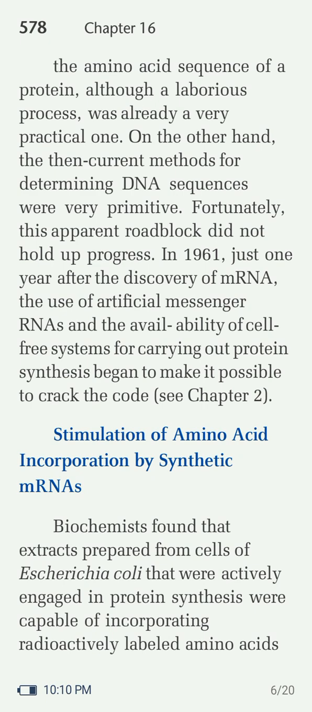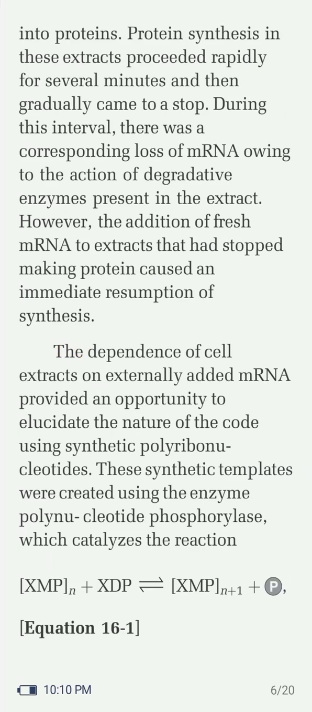Stimulation of amino acid incorporation by synthetic mRNAs. Biochemists found that extracts prepared from cells of Escherichia coli that were actively engaged in protein synthesis were capable of incorporating radioactively labeled amino acids into proteins. Protein synthesis in these extracts proceeded rapidly for several minutes and then gradually came to a stop. During this interval, there was a corresponding loss of mRNA owing to the action of degradative enzymes present in the extract. However, the addition of fresh mRNA to extracts that had stopped making protein caused an immediate resumption of synthesis.